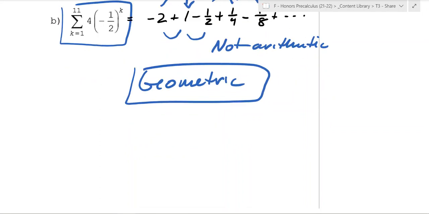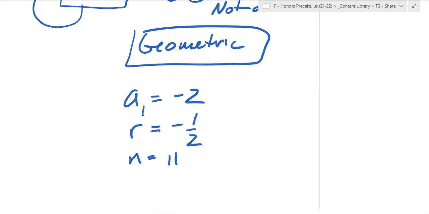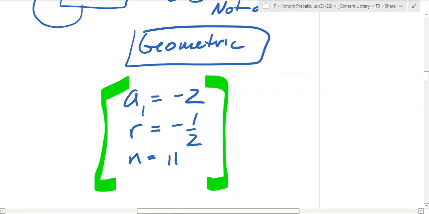And that formula, just to give you a preview, is going to be based around the first term, which in this case is -2, the ratio, which in this case is -1/2, and the number of terms. How many terms are there? There's 1 to 11, so there are 11 terms. So we are going to have a formula that takes these three things, the first term, the ratio, and the number of terms, and gets us the sum. Here's what it looks like.